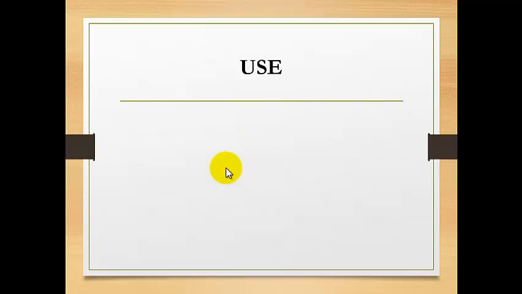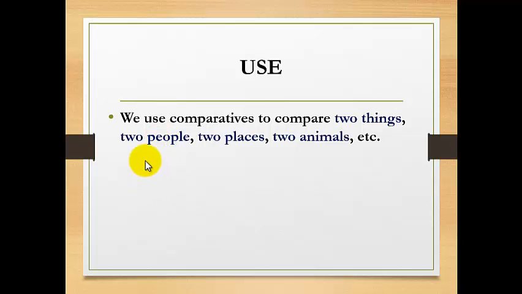In English, we use comparatives, as the name says, to compare two things, two people, two places, and two animals. For example, in this idea, dogs are more friendly than cats. We are comparing dogs and cats. We know that they are animals, but to compare them, we are using an adjective.